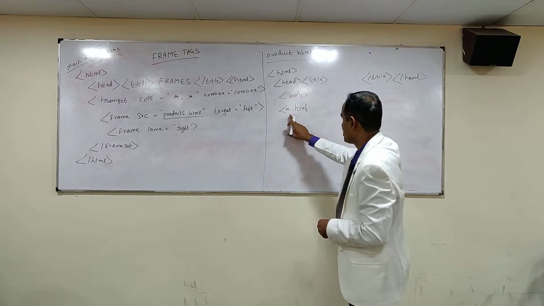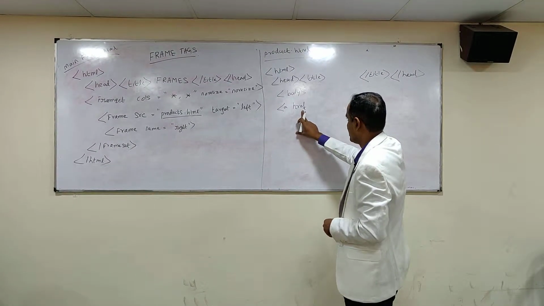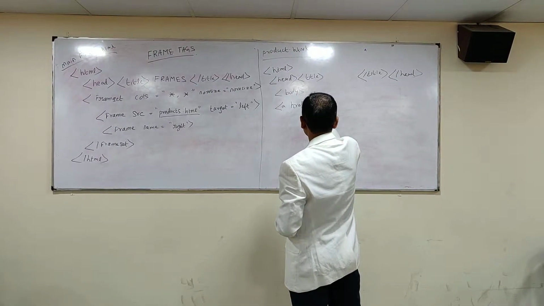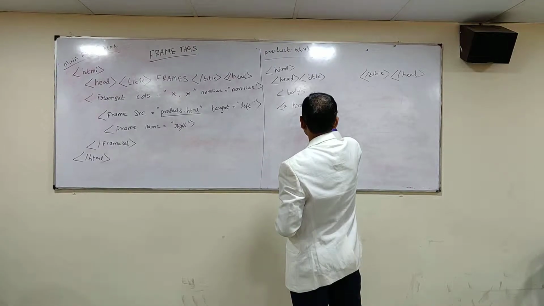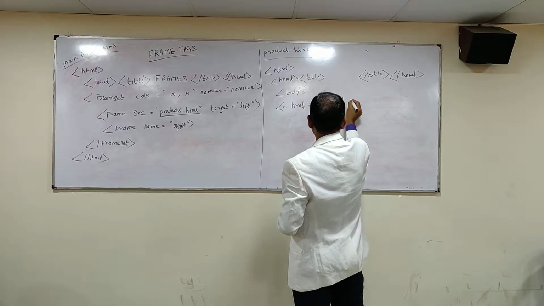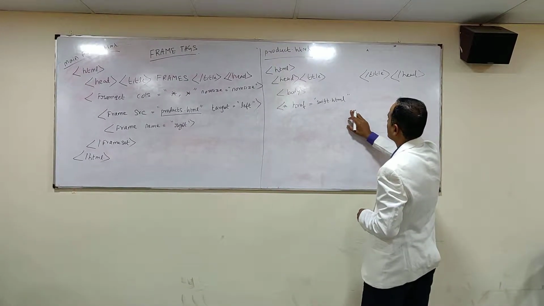I mean A space href. A is your anchor tag and href is your hyperlink reference. Ref is a reference. So which is equals to, let's say, swift.html, right?